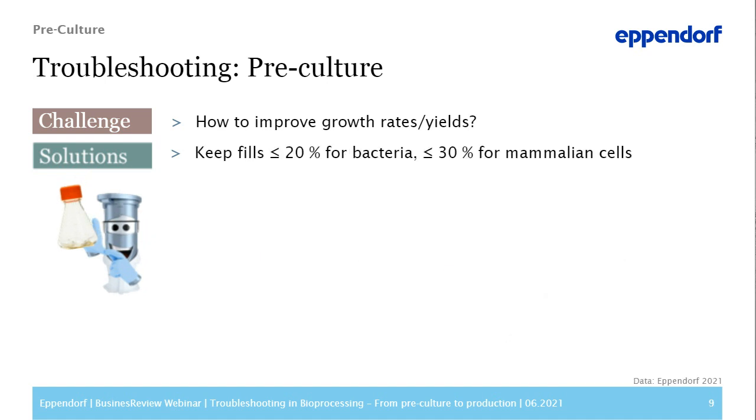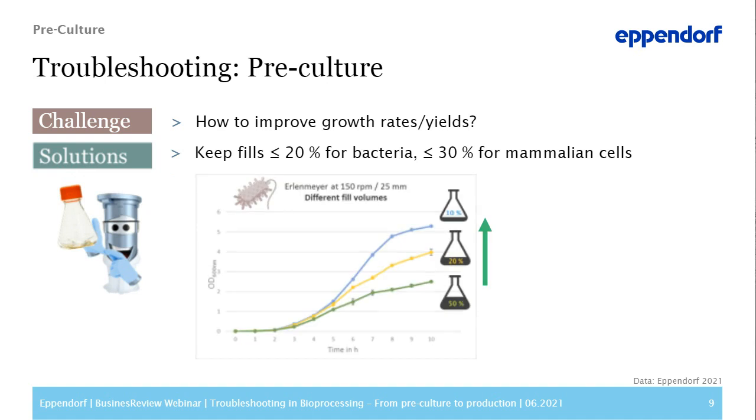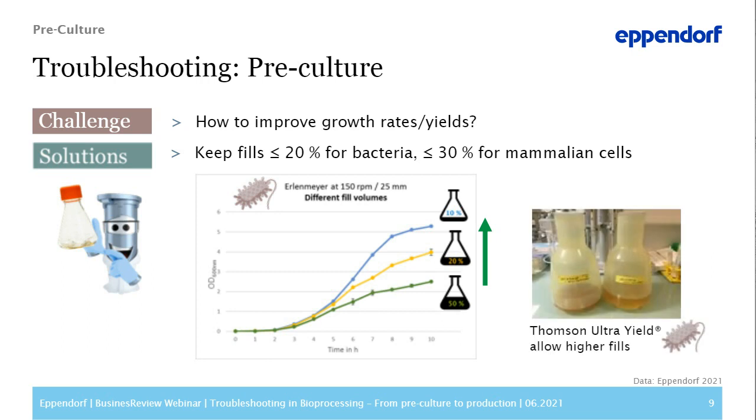Second, you can also play with the fill volume. So keep fills, especially when you work with oxygen-limited or fast-growing bacteria, at maximum 20% of fill volume. For mammalian cells, as they are not as fast-growing and consuming oxygen, 30% is optimal usually. There are also special flask designs, Ultra Yield or Optimum Yield, for instance, that allow higher fills, but usually they are paired with high speeds.